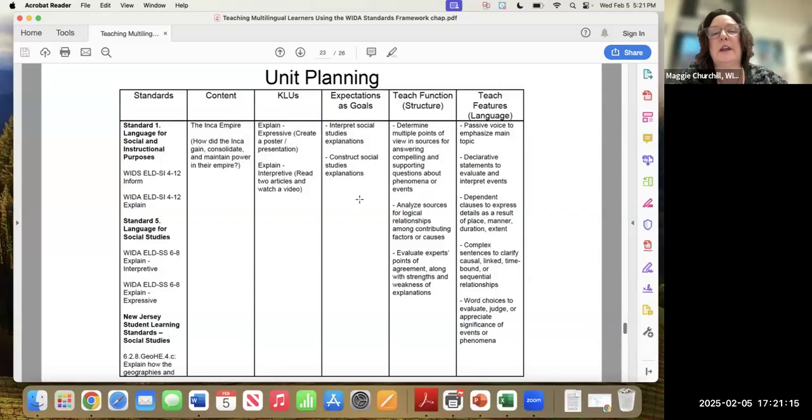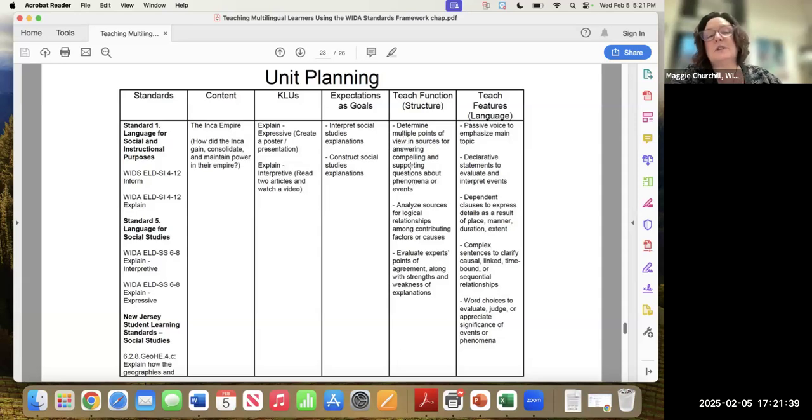So when we look at the language expectations, they have to be able to interpret explanations, they have to construct explanations. And then once you look at those functions, I also suggest picking a couple of them. You don't need to pick them all. Start small, pick a few. Do we want to determine multiple? They chose multiple points of view for sources.